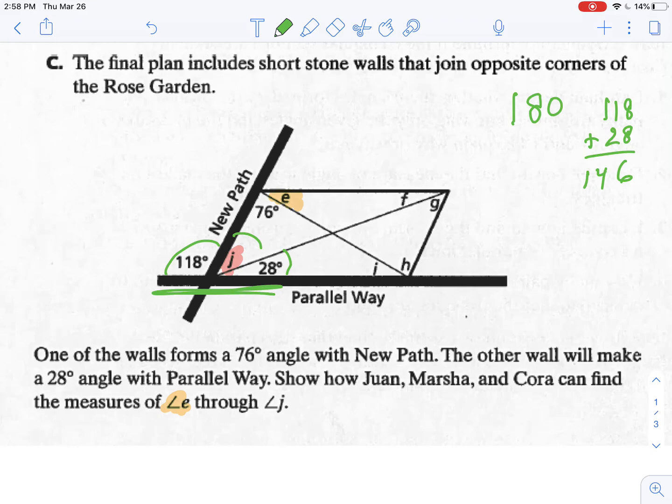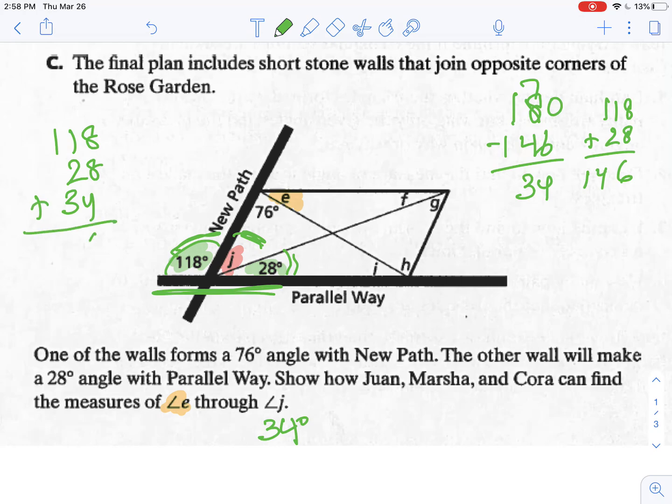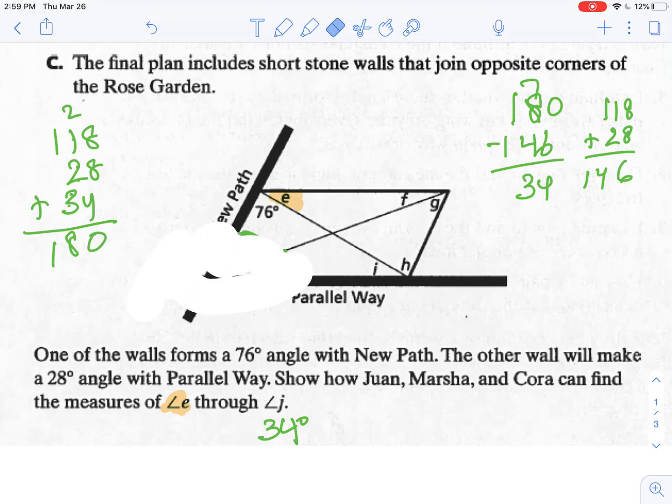So we already have 118 degrees and we have 28 degrees, so we add that together. So these green angles right here, if my math is right, add up to be 146. And so if all three of these angles right here add up to be 180 degrees, then this, I believe, will be 34 degrees. So angle J is 34 degrees. Let me check. 180 degrees. So that's 34 degrees. Any questions?